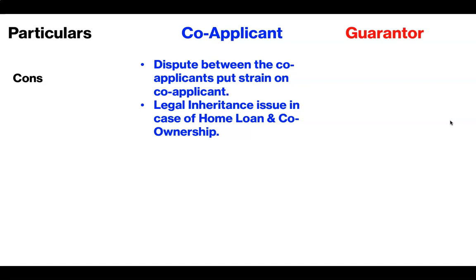This we will see especially in case of a home loan and co-ownership. Let's say a joint loan is taken for home loan purposes, and let's say the main applicant is deceased. So now the co-applicant will continue with the obligation, but the property inheritance may go to legal heirs. In that case, the co-applicant will continue to pay the obligation, but the property can be enjoyed by legal heirs. So that issue is also there.